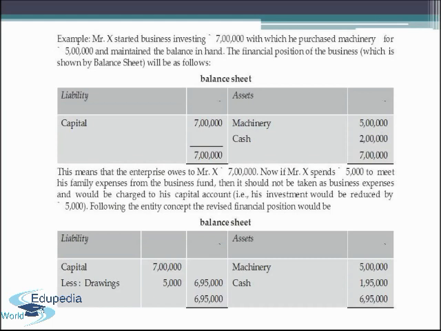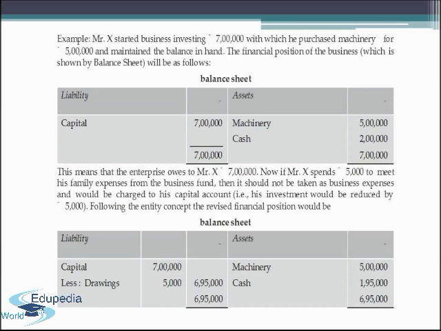Now the business with this 7 lakh rupees is purchasing a machinery for rupees 5 lakh and maintaining the balance cash in hand. So the financial position of the business, which is shown by the balance sheet, will be as follows. The financial position of any business is shown through this format of balance sheet. We can know the financial position of any business by preparing this financial statement known as balance sheet. So this is how the financial position of the business of Mr. X will be depicted. On the liability side, capital of rupees 7 lakh, which is given by Mr. X to the business in the form of investment. And from these 7 lakhs, the business purchased machinery for rupees 5 lakh and the remaining was cash in hand. So both the sides are balancing. Capital 7 lakh and machinery plus cash 7 lakh.